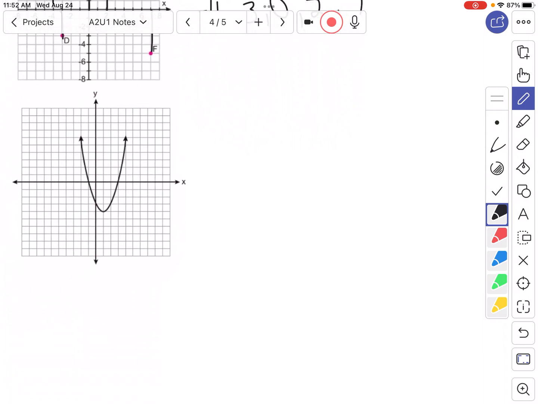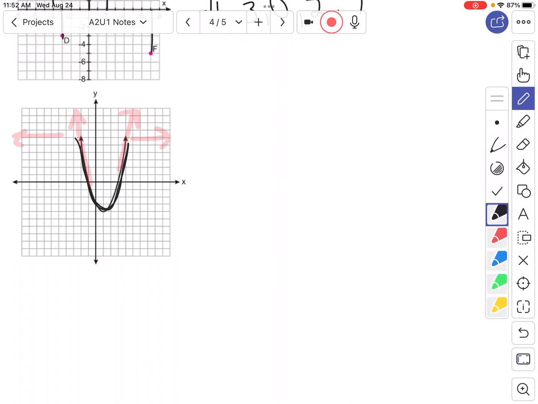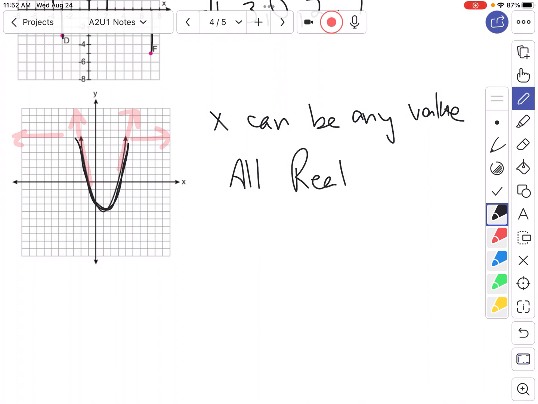In this one, again, we see that there are arrows suggesting that this is going to go on forever and ever. It's not going straight up. It's going at an angle, which means it's going to keep going to the left. It's going to keep going to the right. And there is continuity from what we see. So that means that just like the first one, x can be any value. Another way to write that is all real numbers, and the symbol for that is an R with 2 lines on the back.